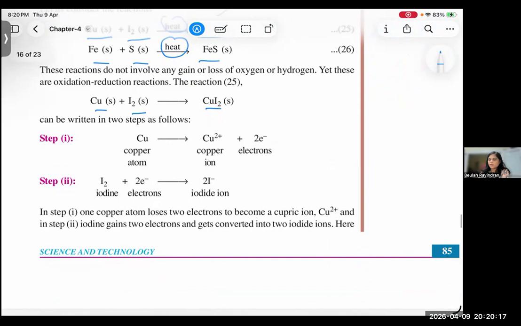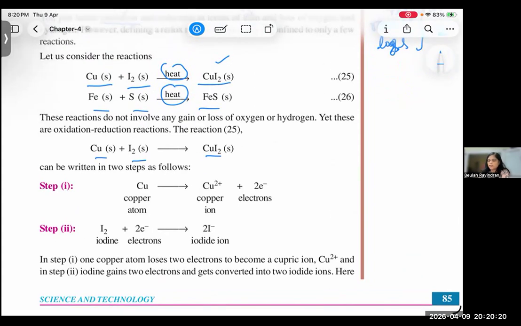Here, what is happening? These reactions do not involve any gain or loss of oxygen. Can you see any gain or loss of oxygen or hydrogen here? No. But yet these reactions are known as oxidation reduction reactions. This is redox. I have a question: can it still be considered an oxidation and reduction reaction even though oxygen and hydrogen aren't there? Yeah, that's what we are going to see about electron transfer.